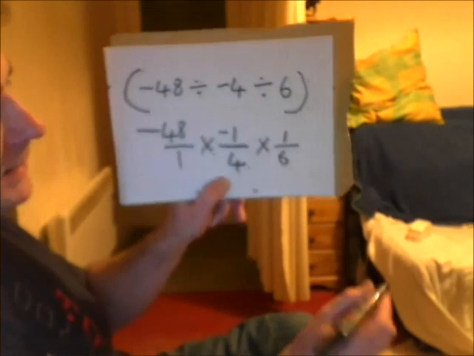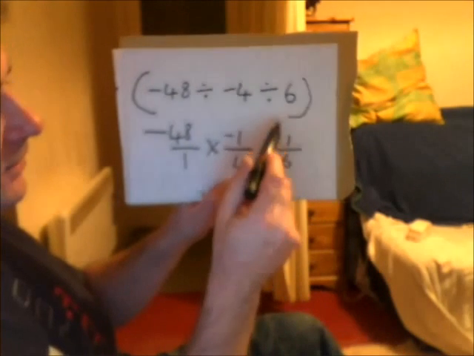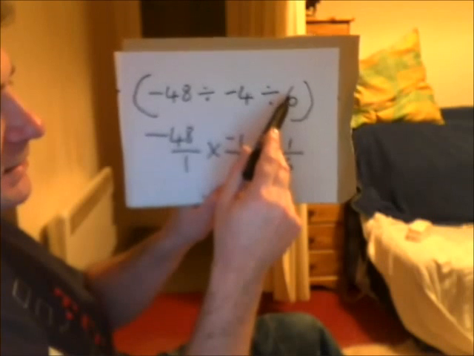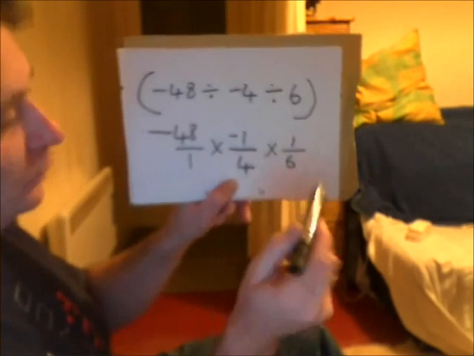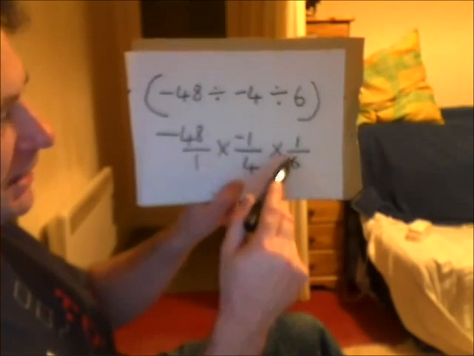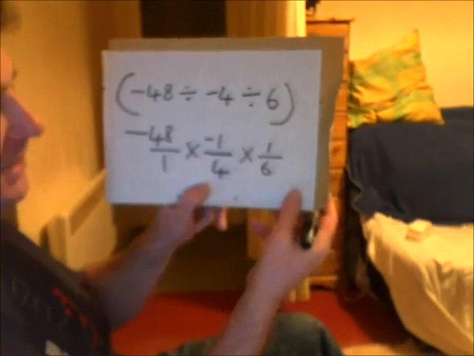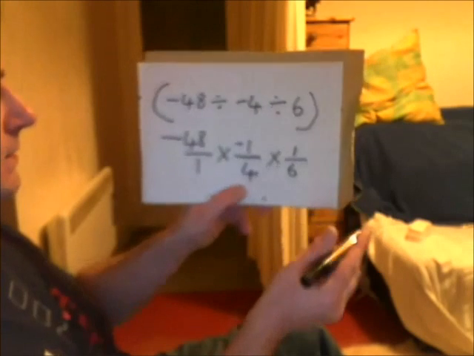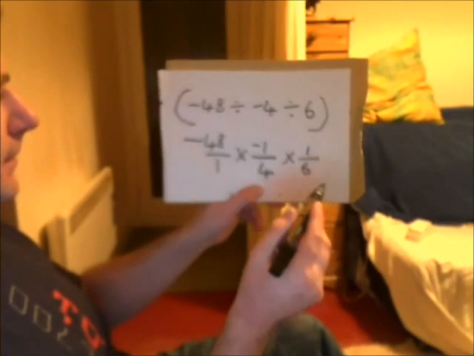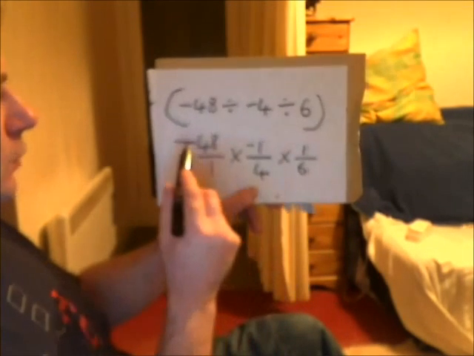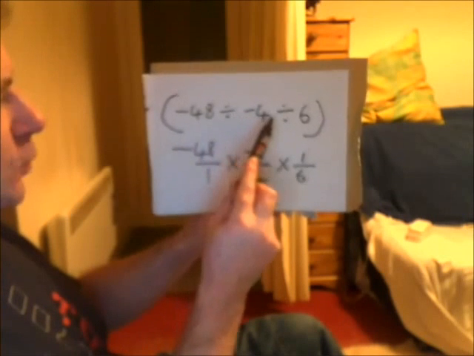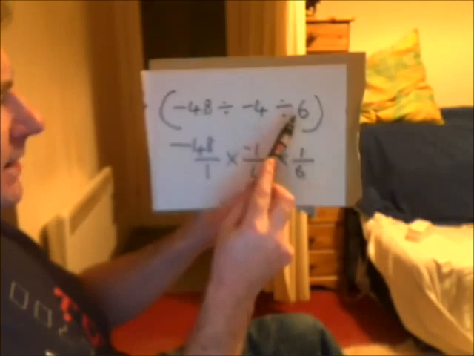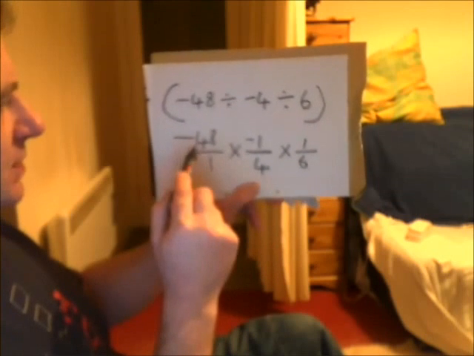It looks like that because although it is 6 over 1, we're multiplying it, so you've got to flip over the numerator and denominator. If you don't, you get the wrong answer, I'm afraid. So that is how it's looking so far. Negative 48 divided by negative 4 divided by negative 6.